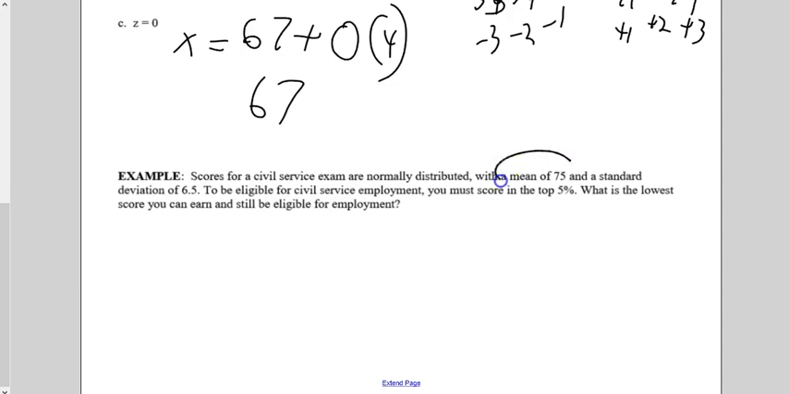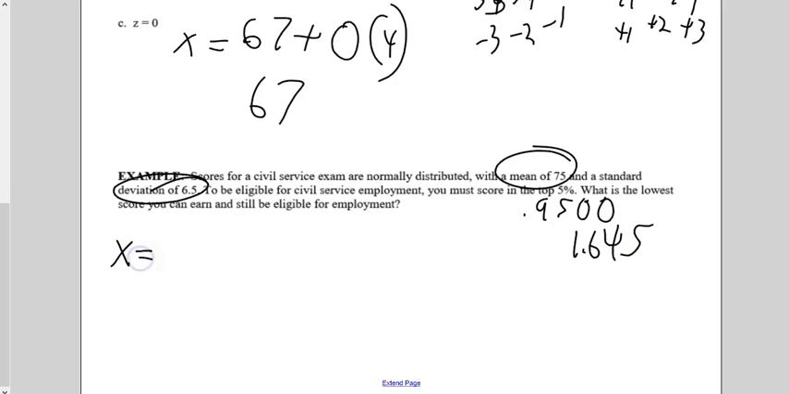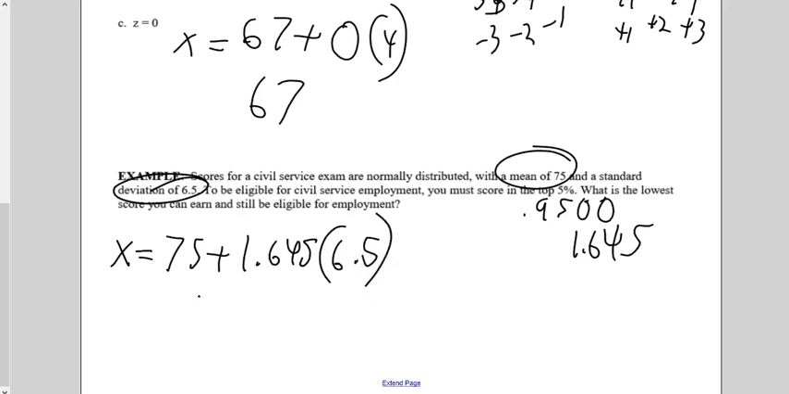We have a mean of 75. Standard deviation of 6.5. Top 5%. That means we're going to use 0.95 and go from there. Okay? So we look up 0.9500. That's going to be a z-score between 1.64 and 1.65. I'm going to use the most exact one for this. And then we're just going to use our formula we just learned. X is going to be equal to the mean plus the z-score times the standard deviation. And that gives us a score of 85.7.